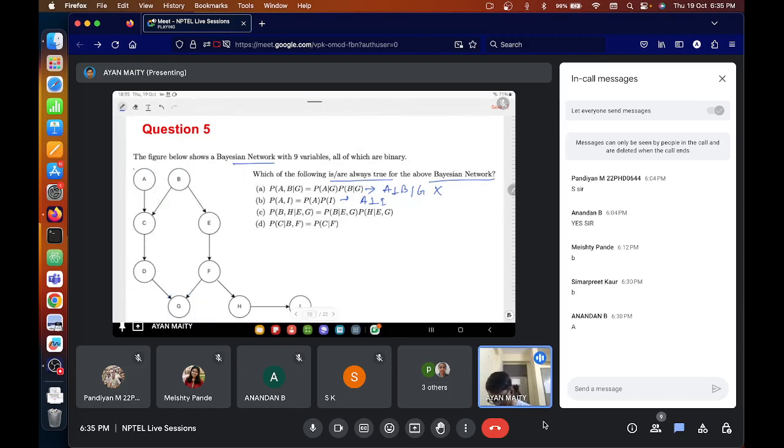So for these two variables, A and I, we have to find out whether they are independent. There are two paths, and we have to check if both paths are blocked, then we can say that A and I are independent. This is one path.